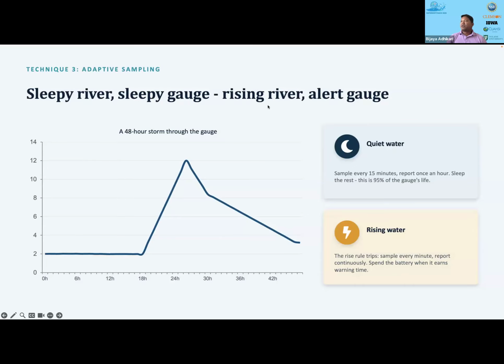Okay. So you can also do adaptive sampling. When the river is flat, you don't send anything, or you don't even do extensive sampling. But if there is a change, then your logic activates, and you sample more, do a little bit more computing, and then send the signal.